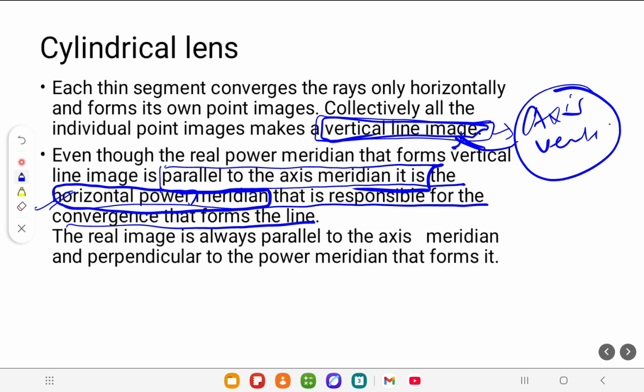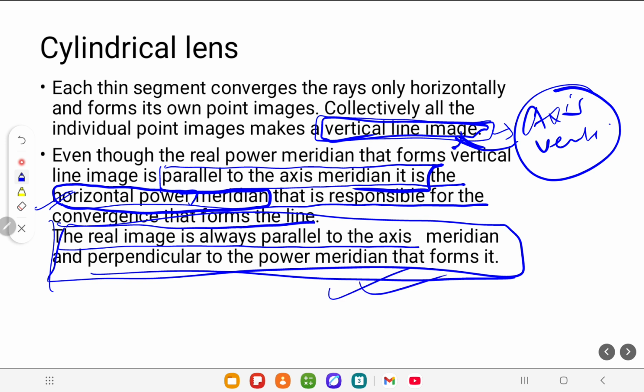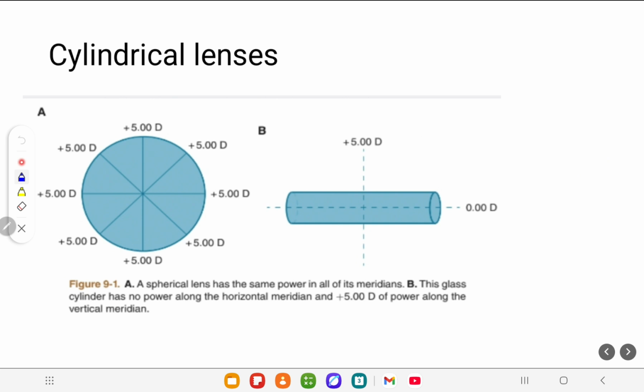So the real image is always parallel to the axis. Yes, that's the point. The real image is always parallel to the axis meridian and perpendicular to the power meridian that it forms. It's central to understand how the image forms, and the real image is always parallel to the axis. So see, this is a cylinder, isn't it?